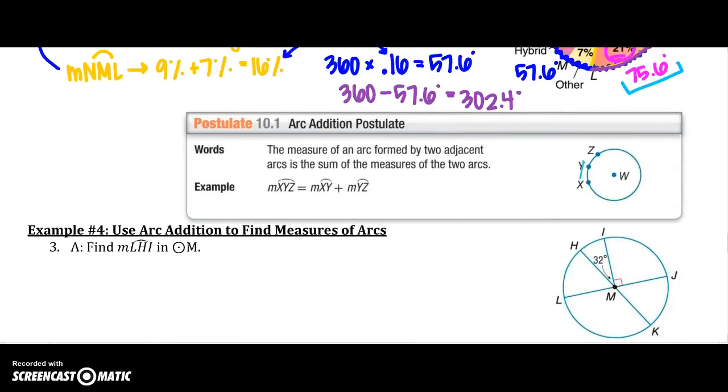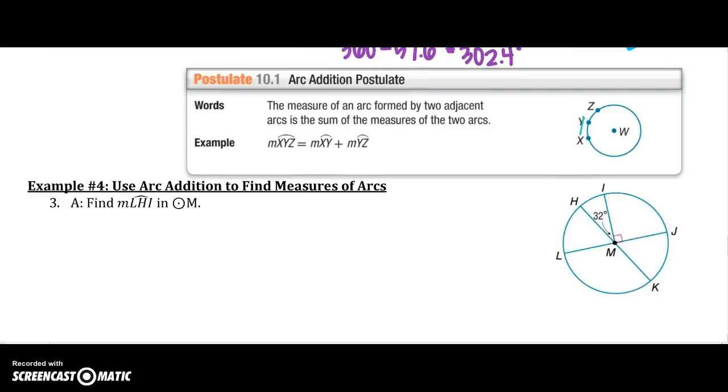Alright. Arc addition postulate, very similar to segment addition postulate. The measure of an arc formed by two adjacent arcs is the sum of the measures of the two arcs. Remember, adjacent means right next to. So since arc XY is adjacent to arc YZ, I can get this entire arc right here. I'm just going to add XY plus YZ, which would then give me the entire arc that I'm looking for. Again, very similar to things that we've learned before.